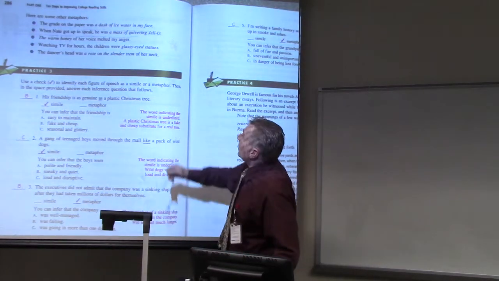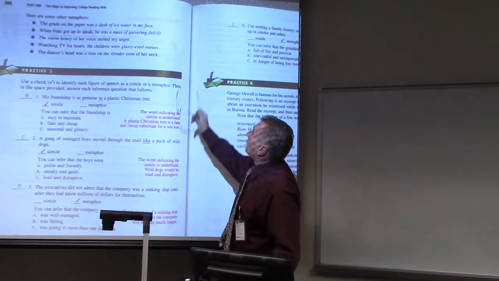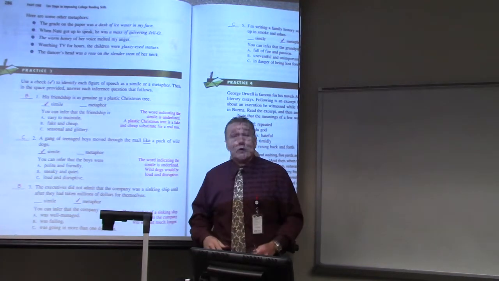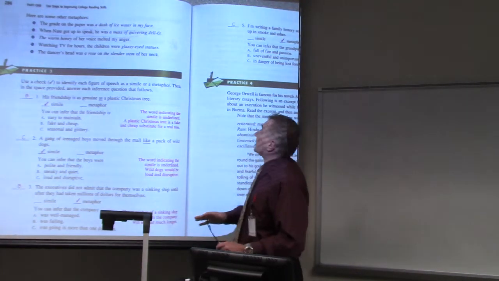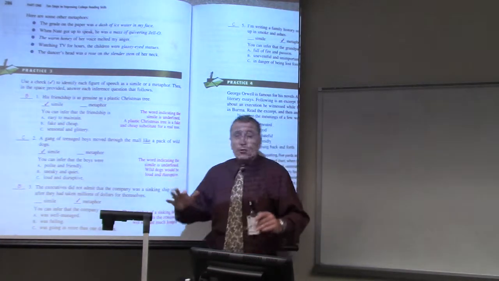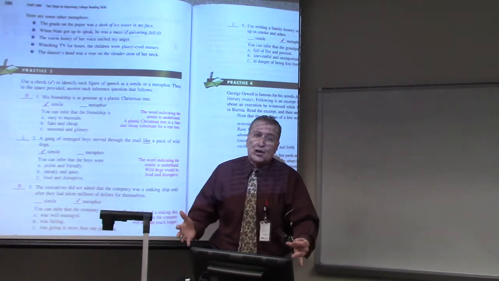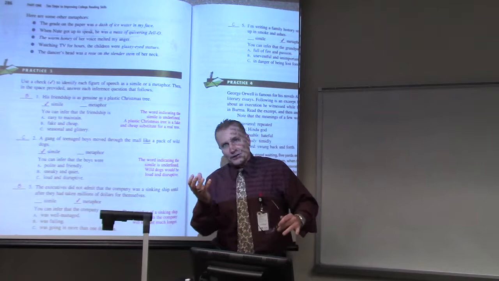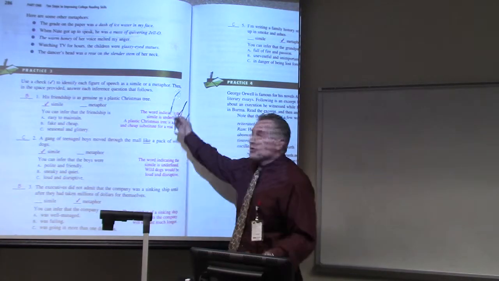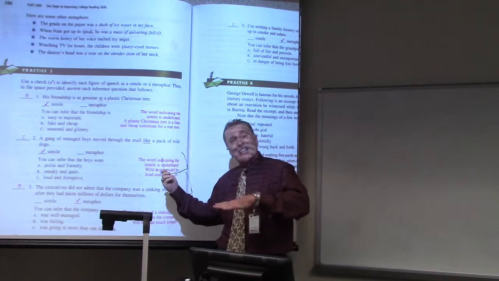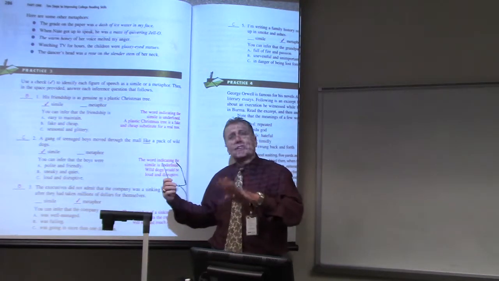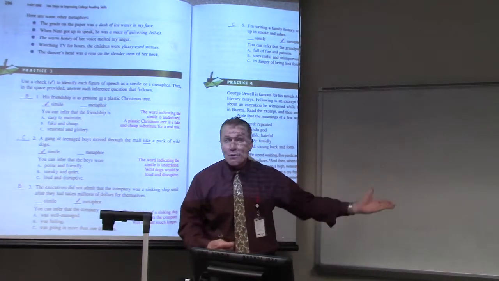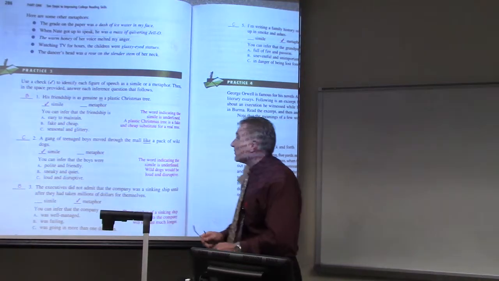Okay, the next one. When Nate got up to speak, he was a mass of quivering jello. If you know jello, it's kind of a dessert that kids eat, it kind of shakes. So he's nervous and he's shaking. He wasn't really quivering jello. They're just making a metaphor that means he was so nervous that he was shaking like a dessert jello would shake. So I think now you can see that simile is a like or as comparison, and metaphor is a direct comparison when we say things like, he was a mountain of a man. It uses the verb is.